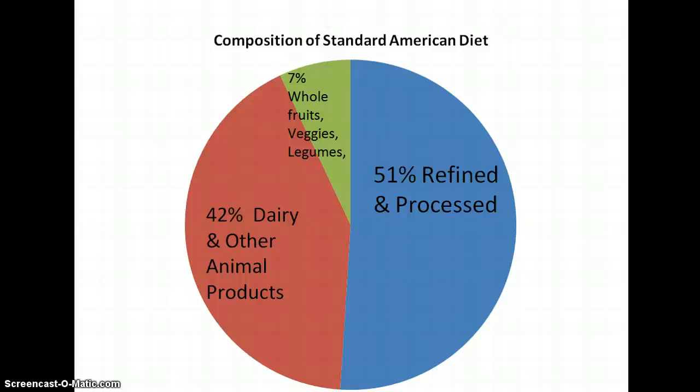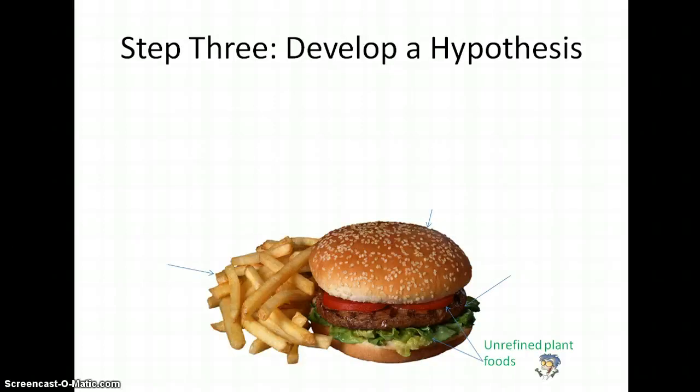Today, only 7% of our diet is coming from those whole plant foods. 51% of what we eat is coming from refined and processed foods, 42% from dairy and other animal products. Well, here's the all-American meal, minus the soda.